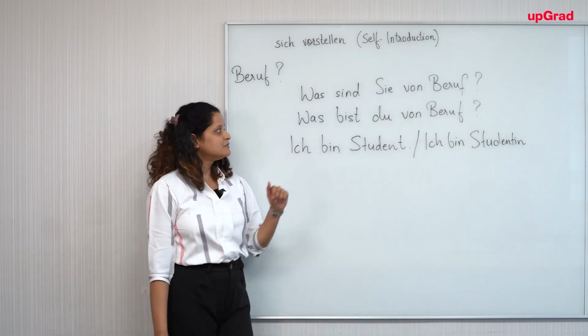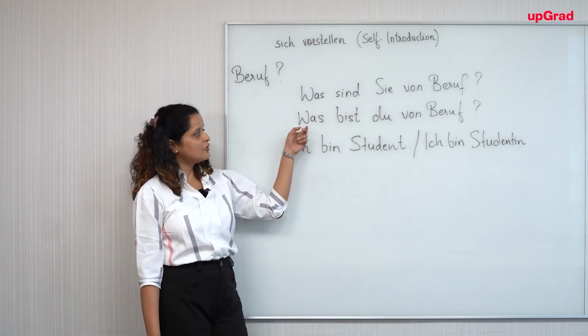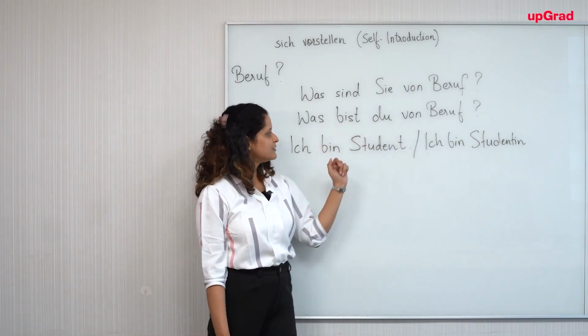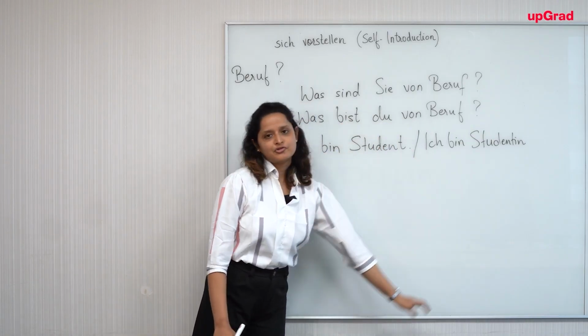So let's repeat this once. Was sind Sie von Beruf? Or was bist du von Beruf? Ich bin Student. Or ich bin Studentin.